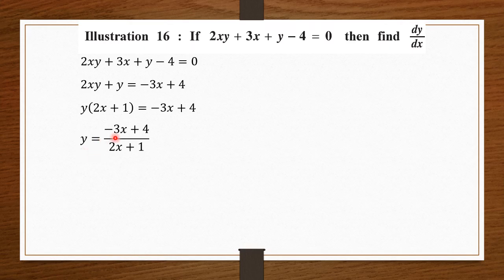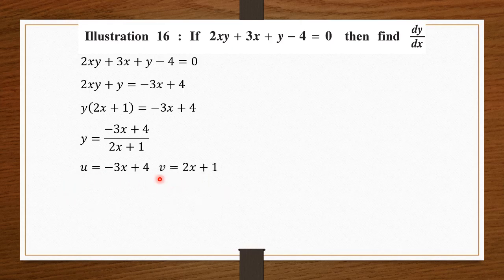y is equal to (negative 3x plus 4) divided by (2x plus 1). So this is the equation which I wanted. Now as you can see here, it follows the working rule of division. Once again, I am going to assume u as negative 3x plus 4 and v as 2x plus 1.